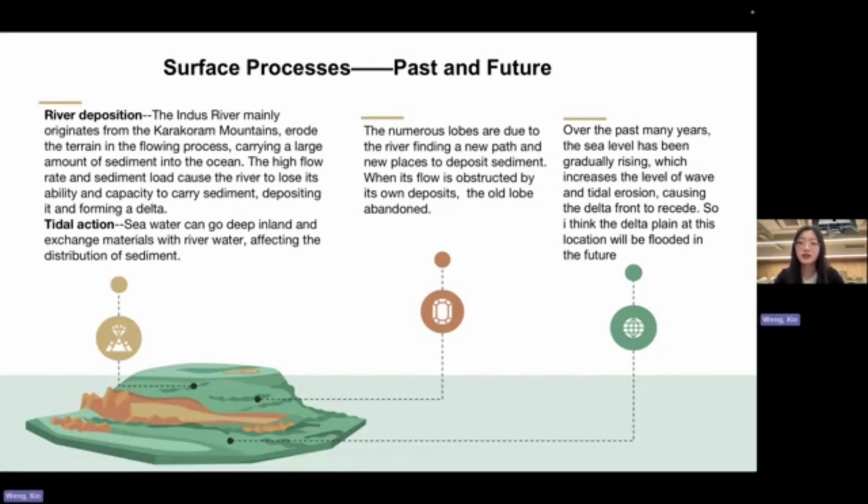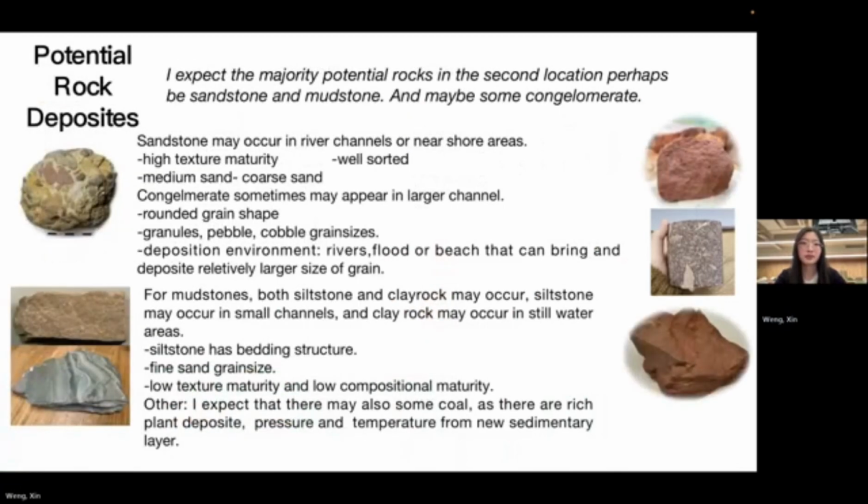In future, over the past many years, the gradually rising sea level increased the level of wave and tidal erosion, causing the delta fronts to recede. So I think the delta plain at this location will be flooded in the future. Potential rock deposits. I expect the majority potential rock in this location perhaps be sandstone and mudstone, and maybe some conglomerates.